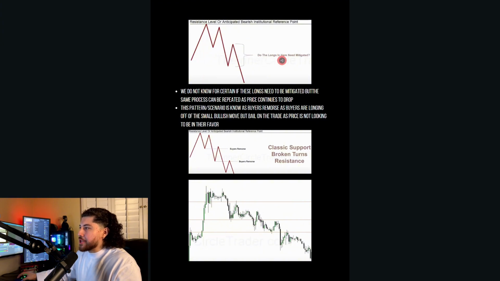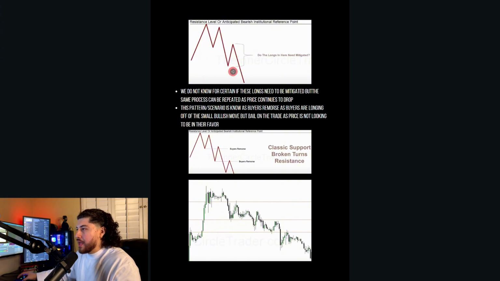Do the longs in here need to be mitigated? We do not know for certain if these longs need to be mitigated, but the same process can be repeated as price continues to drop. This pattern/scenario is known as buyer's remorse, as buyers are longing off the small bullish move, but bail on the trade as price is not looking to be in their favor. So since we know those buyers want to get out of the market, we allow price to pull back on up. And as they close those buy positions, we can then look to enter shorts and anticipate price to then go on lower.